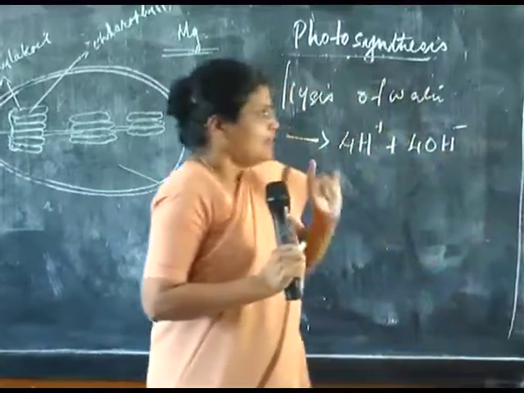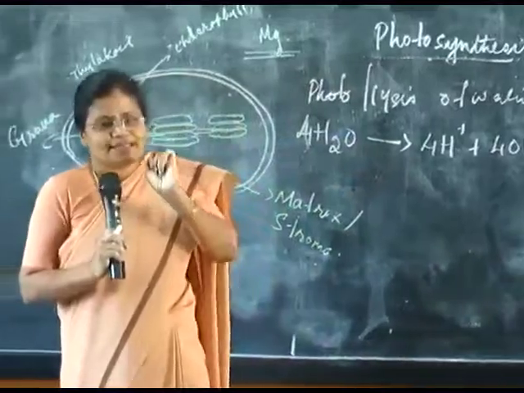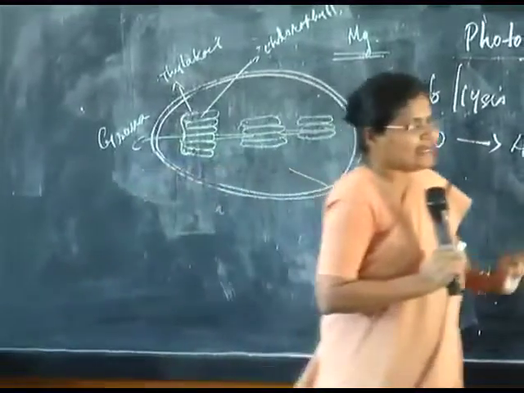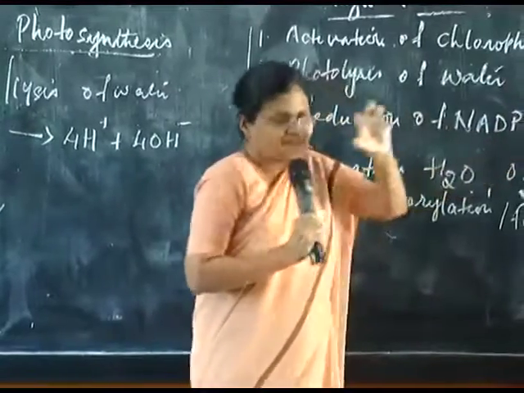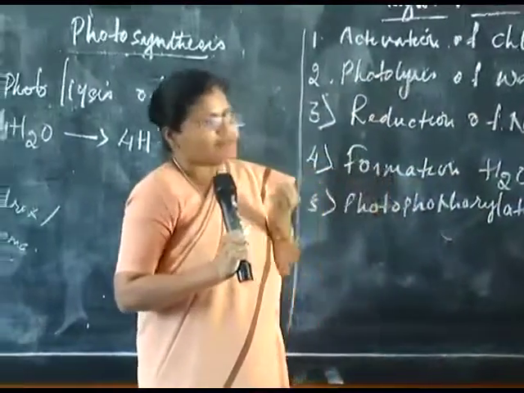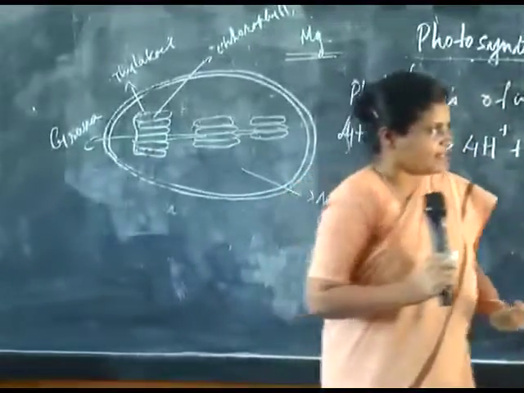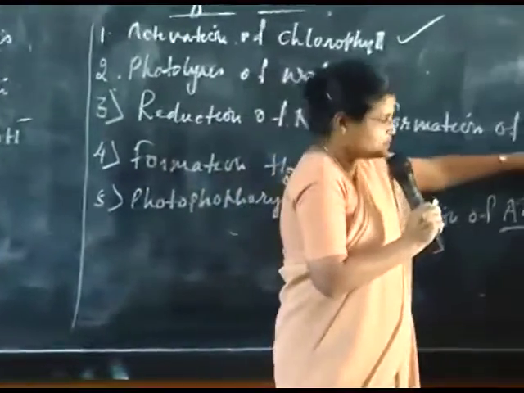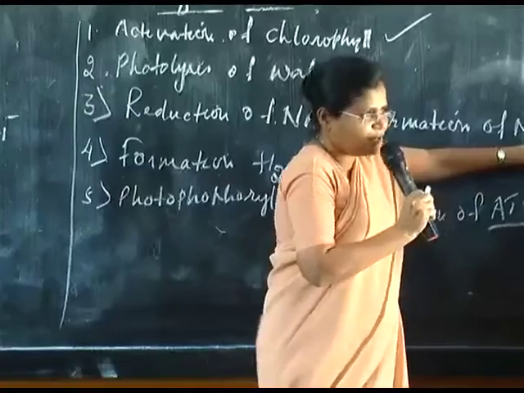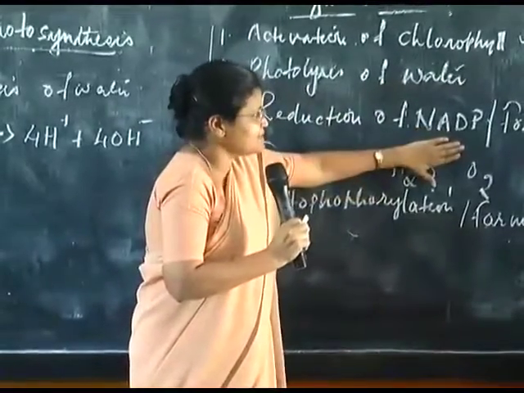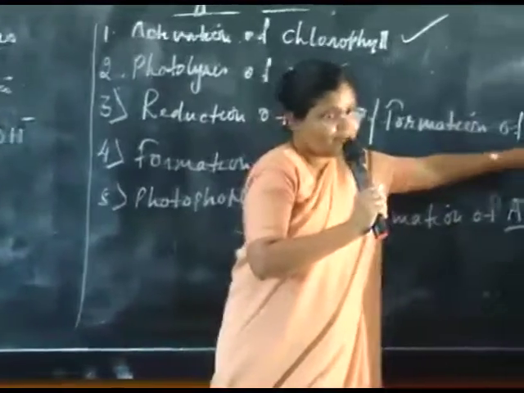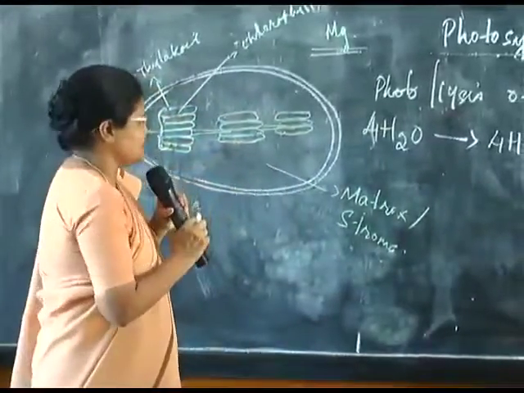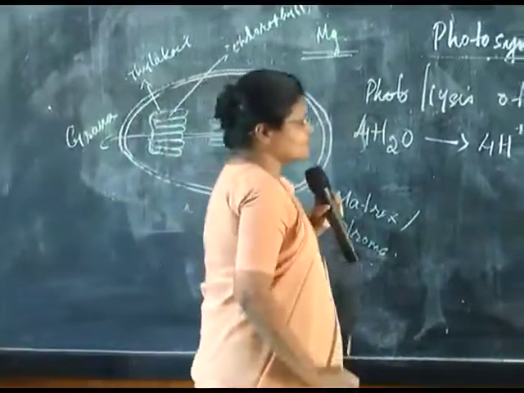I repeat, in the chloroplast, there is a chemical compound called NADP, nicotinamide adenine dinucleotide phosphate, which has the capacity to absorb the energy and get converted into NADPH2. Which means this is an energy-rich compound, which is then utilized in the dark reaction to synthesize starch or glucose. Now let's see how that happens.